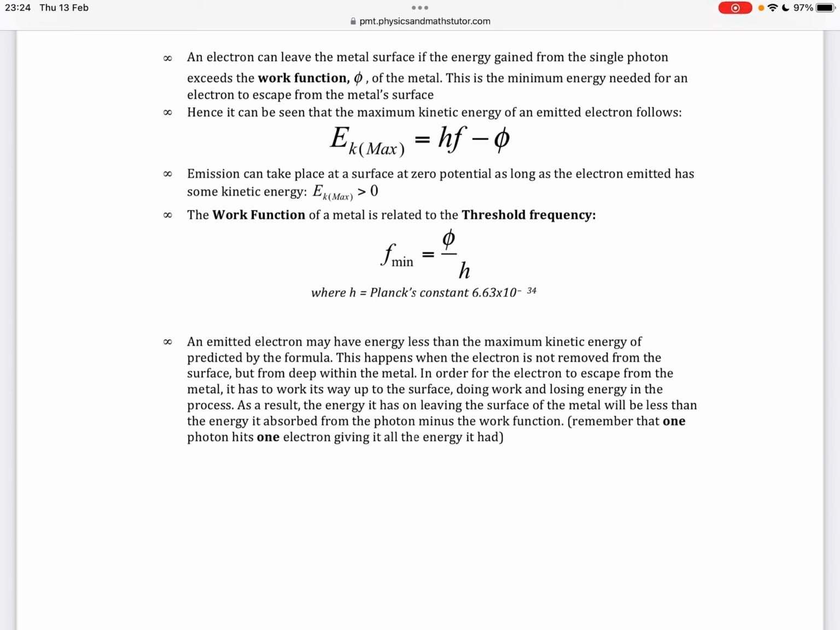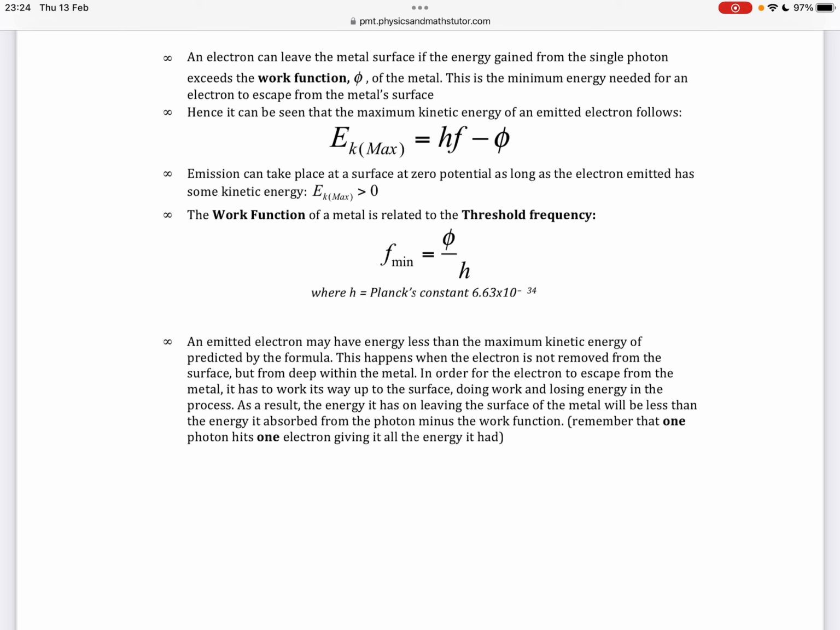Hence, it can be seen that the maximum kinetic energy of an emitted electron follows: maximum kinetic energy is equal to hf minus the work function. Emission can take place at the surface at zero potential as long as the emitted electron has some kinetic energy. The work function of a metal is related to the threshold frequency: the minimum frequency is equal to the work function over Planck's constant.